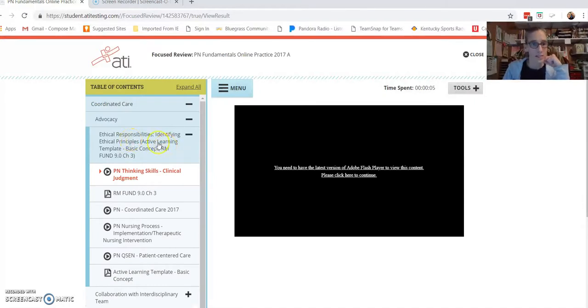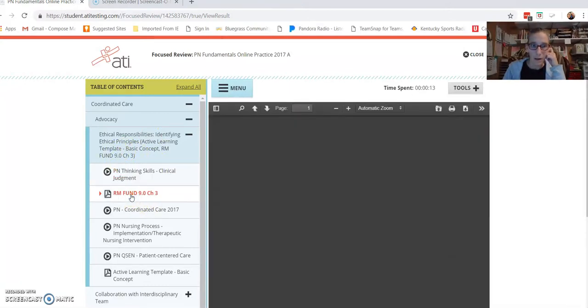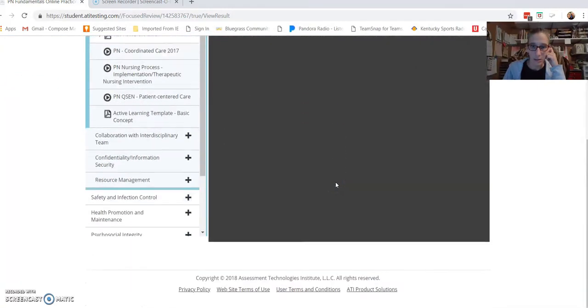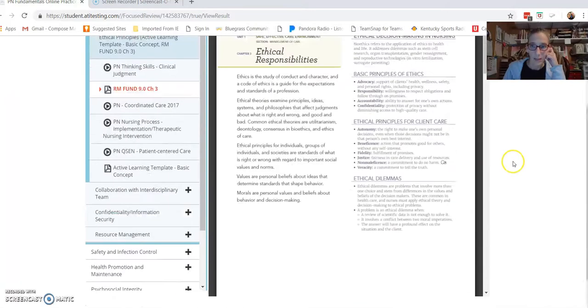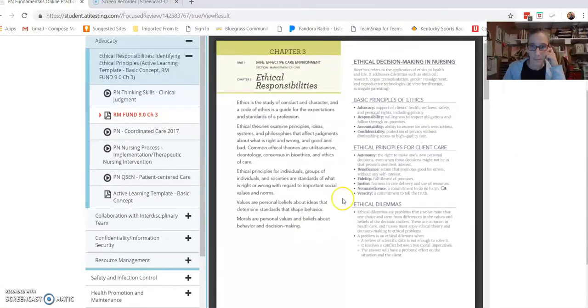Focused review. Okay, so it's right here. It's pulling up. I need to have the latest Adobe version, and it's pulling up information for me right here from chapter 3, which is where I said I needed to go to find my information. And it pulled up the page right in here. And so I can go in here and pull out what I think are 3 points that I need to be sure that I know that are very important for identifying ethical principles.